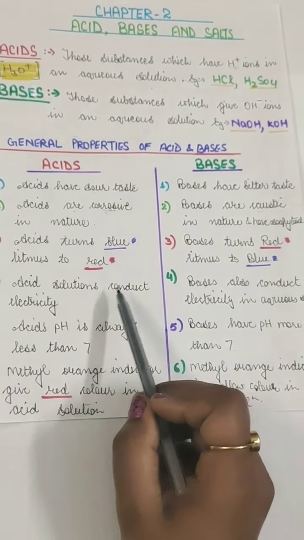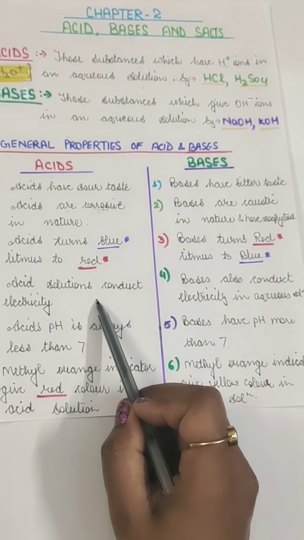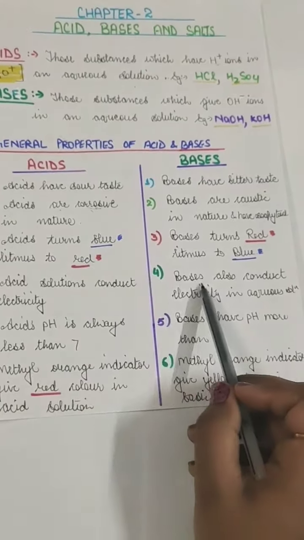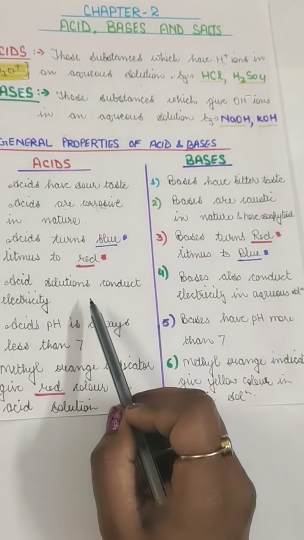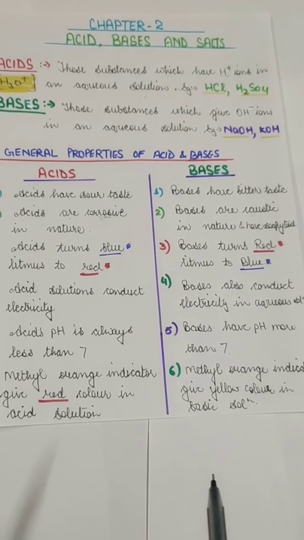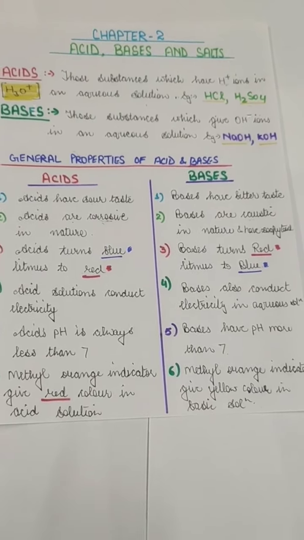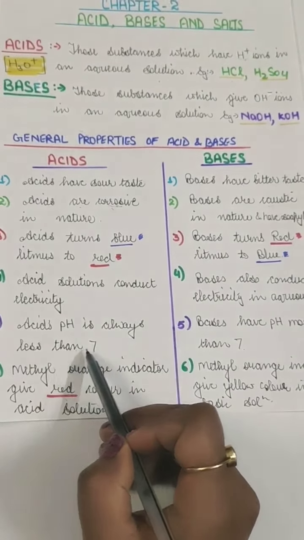Acid solutions conduct electricity. Here both the bases and acids show a similar property, that means both of them will conduct electricity because both of them have some ions in them. Because they have ions in them, they will form water as an electrolyte and then they will conduct the electric current. Acids always have pH lesser than 7.